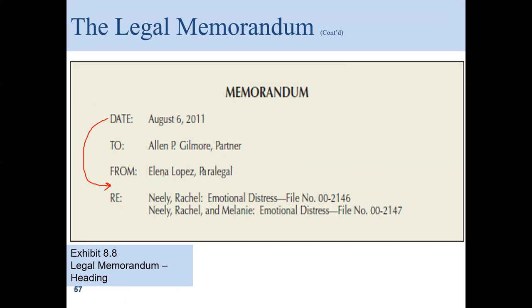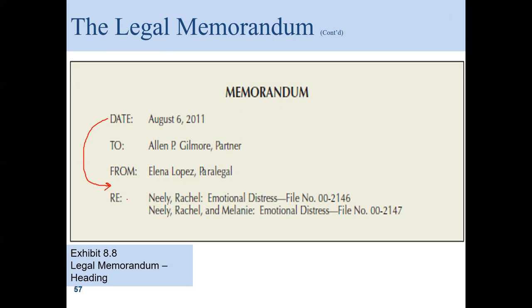And then if you're preparing it, and if you're Elena, then you're going to need to have your title, paralegal. If you don't have a designation that shows you're not an attorney, the assumption will be you are an attorney. And keep in mind that you may move on to bigger and better things, and someone may reference this memo 10 years from now and not know who you are. Again, if you haven't designated yourself as a paralegal, they may mistakenly think you're an attorney.